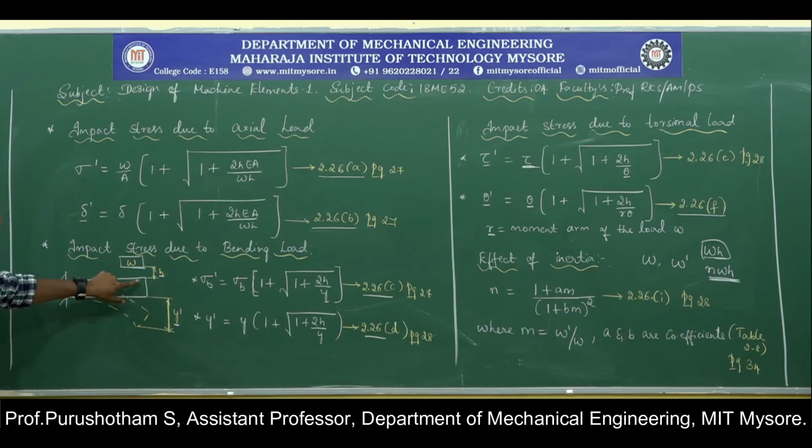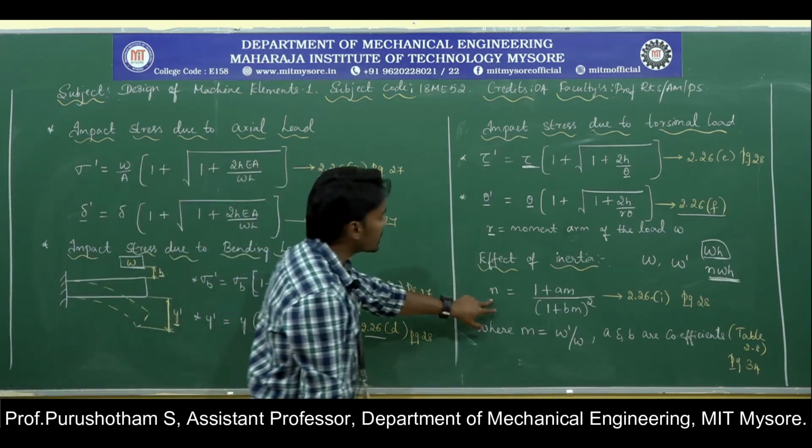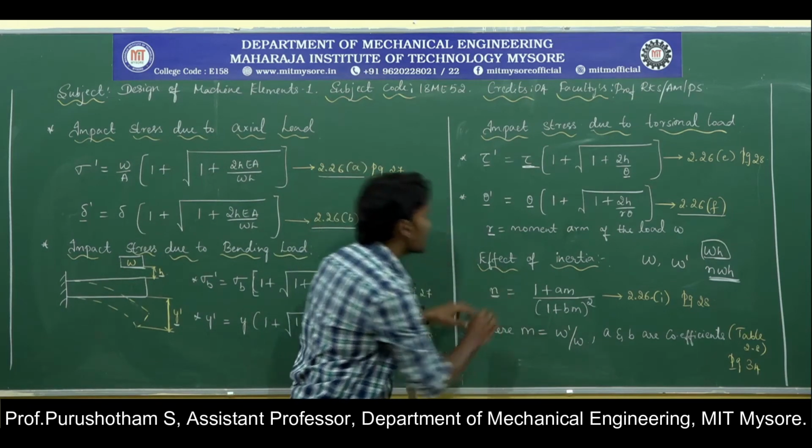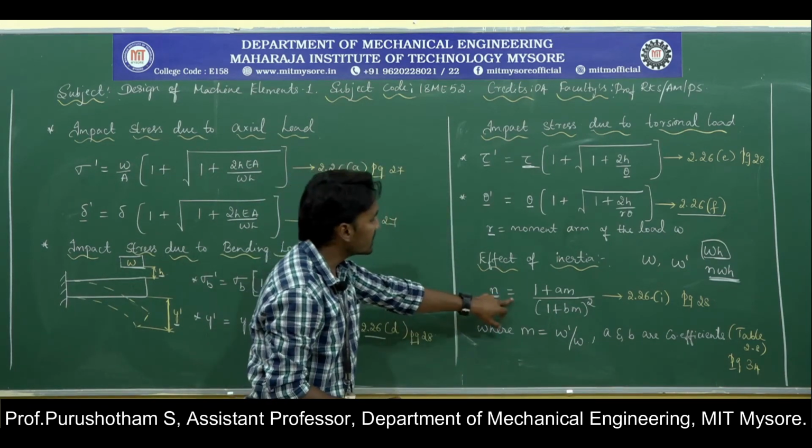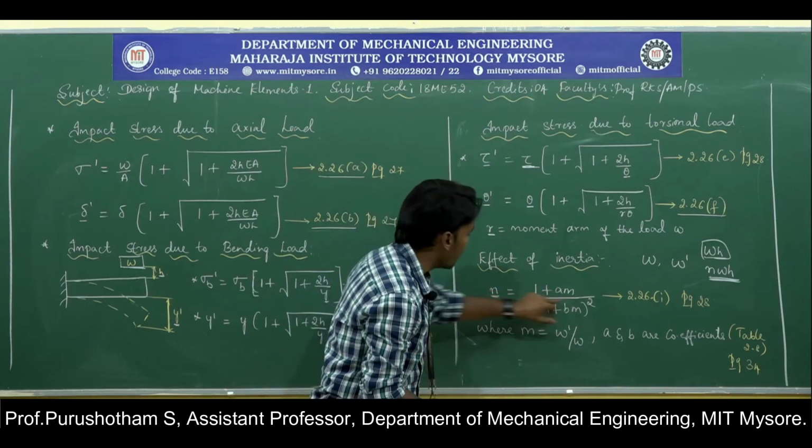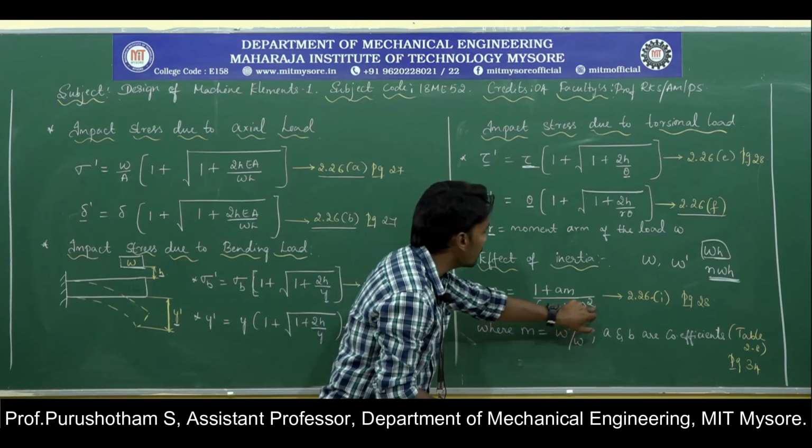So now initially the member or component which is at rest has the weight, the potential energy W into H, and some part of the energy is reduced due to overcoming the inertia effect of the component. This is given by the equation for the reduced potential energy, N, which is equal to (1 plus Am) divided by (1 plus Bm) whole square.